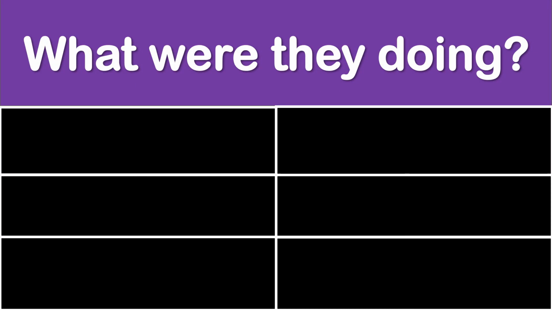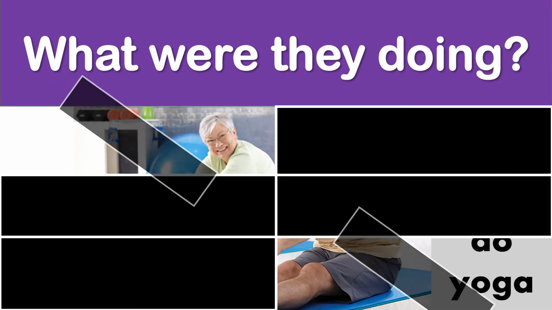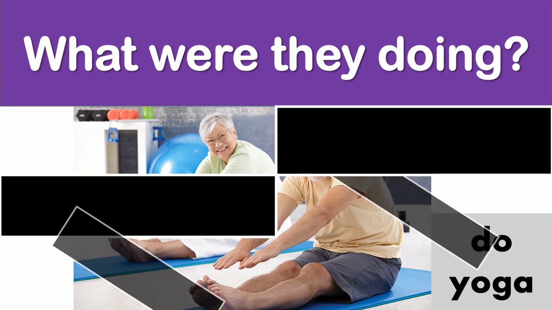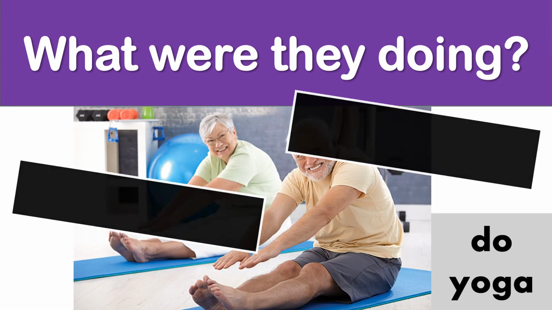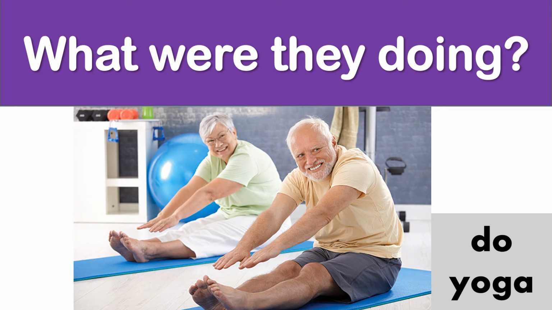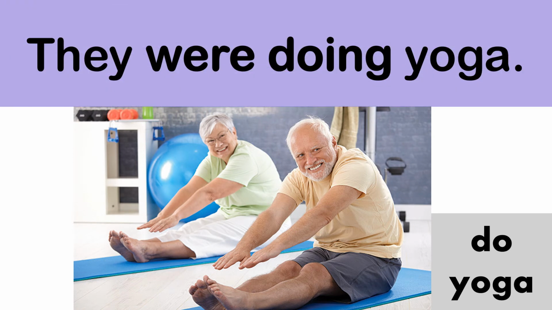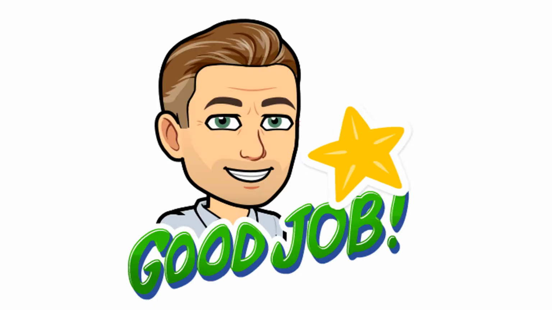Here's another one. What were they doing? Say the whole answer and use the past progressive. They were doing yoga. Say it after me. They were doing yoga. Good job.